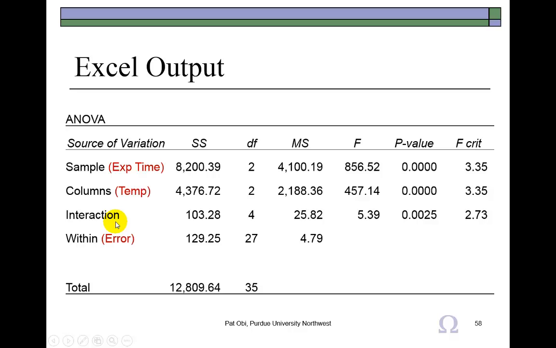All right, and therefore you would proceed perhaps then to go ahead and do Tukey pairwise comparisons to find out which of the levels of exposure time and which of the levels of temperature are statistically different one from another.